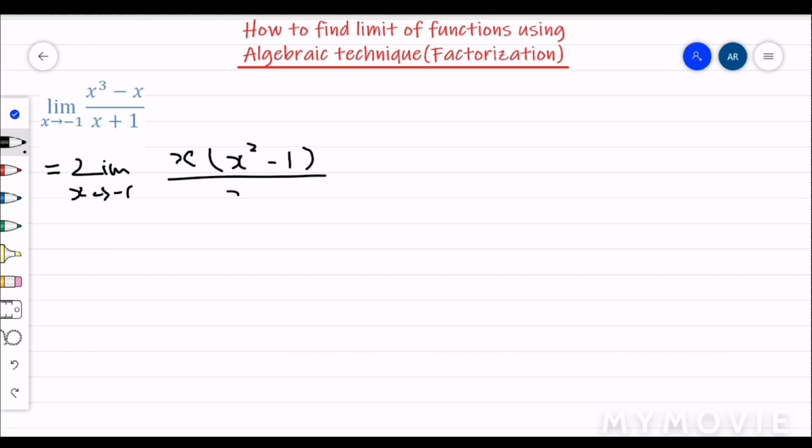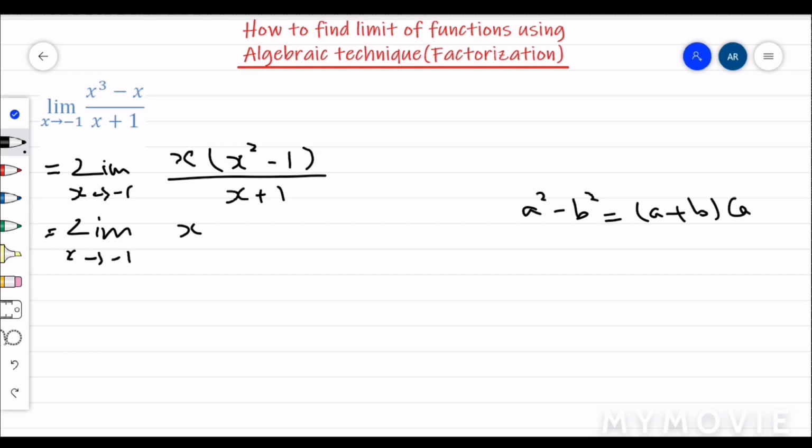But we can factorize the numerator, and you can see we can take x as common from the numerator. We'll get two factors: one is x and the other is x square minus 1. We can factorize x square minus 1 further by using the formula a square minus b square is equal to a plus b times a minus b.